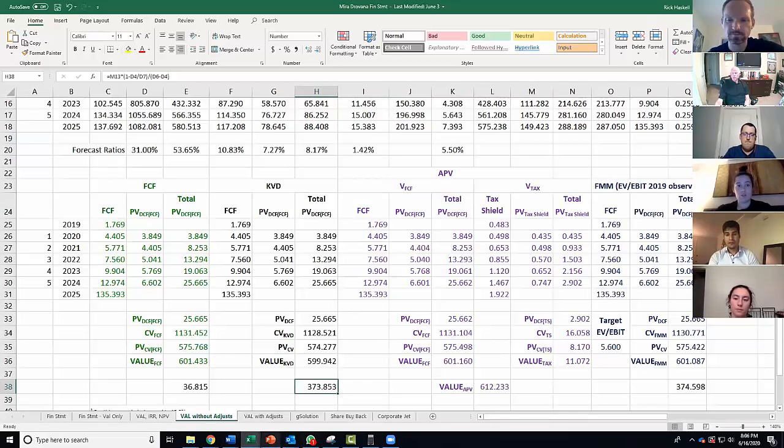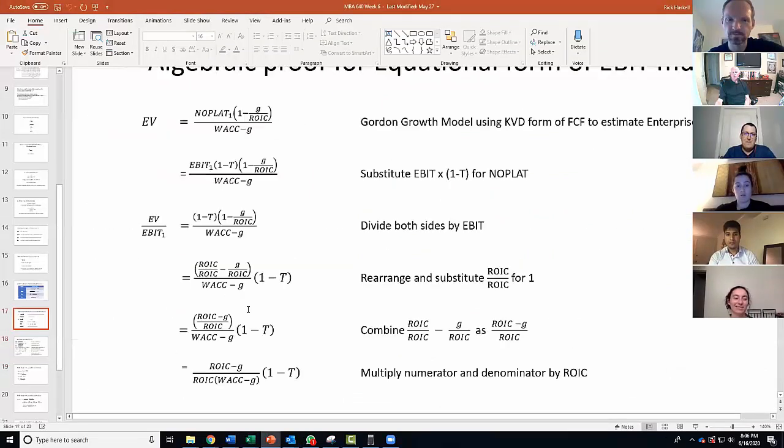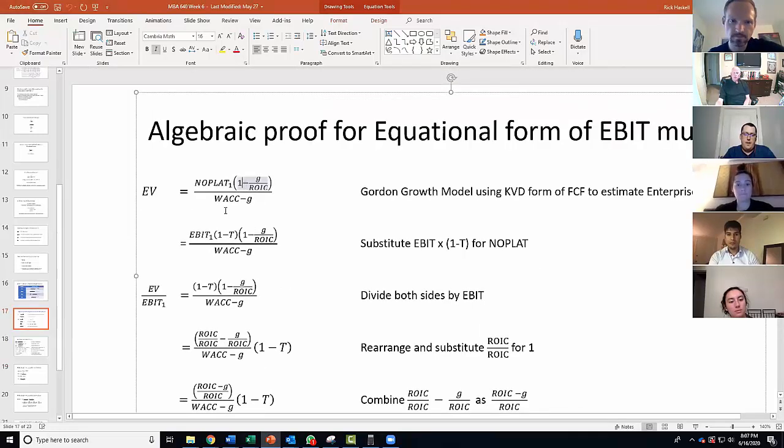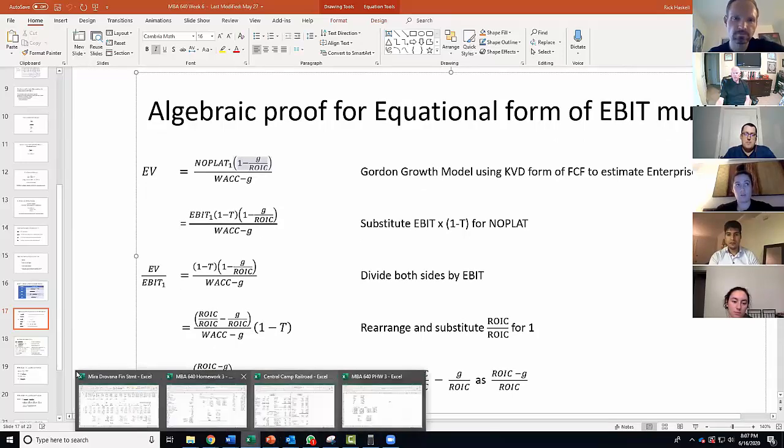Well, no, you don't just guess. You, in fact, have an algebraic proof telling you so. The EV-EBIT multiple is an algebraic rearrangement of the KVD equation term. Yep. So it would have been shocking to us were they not so similar. Okay. Well, I like that. That makes good sense to me. In my own little twisted way, maybe, but it makes good sense to me.